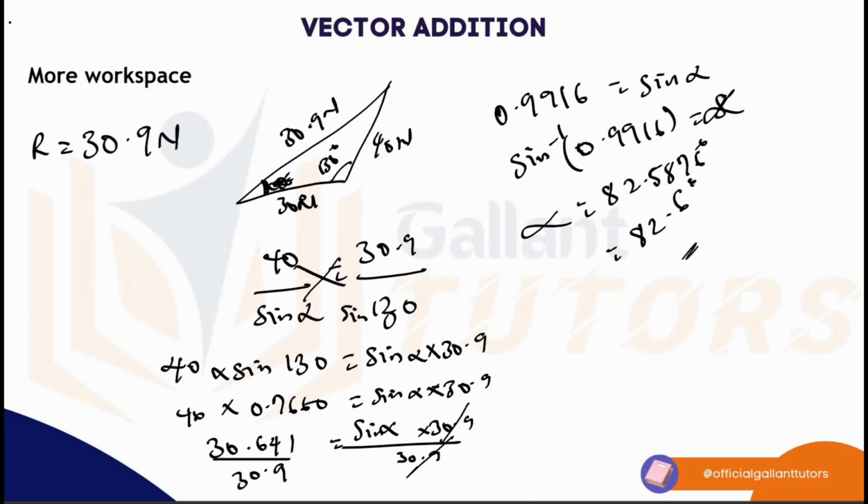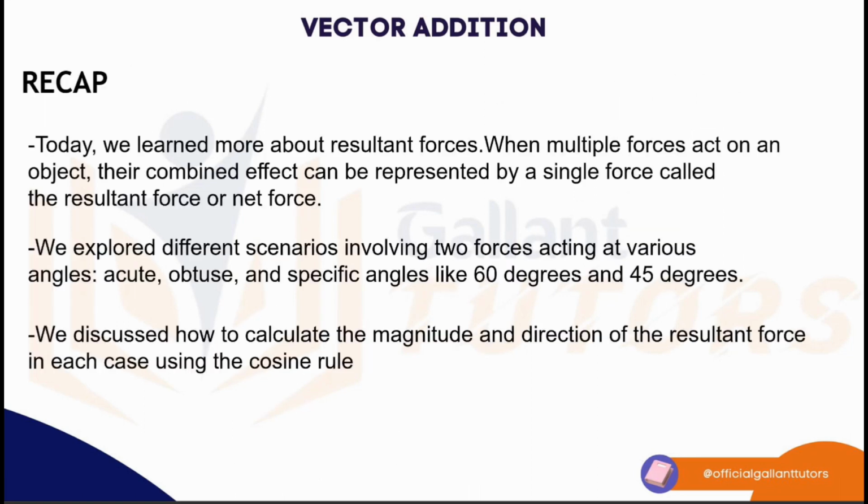All right, that's how simple this is. That's how simple it is. Okay, let's confirm it again to ensure that I don't make a mistake. Yeah, 82.5. So we've gotten our resultant and our direction too. Exactly. All right.